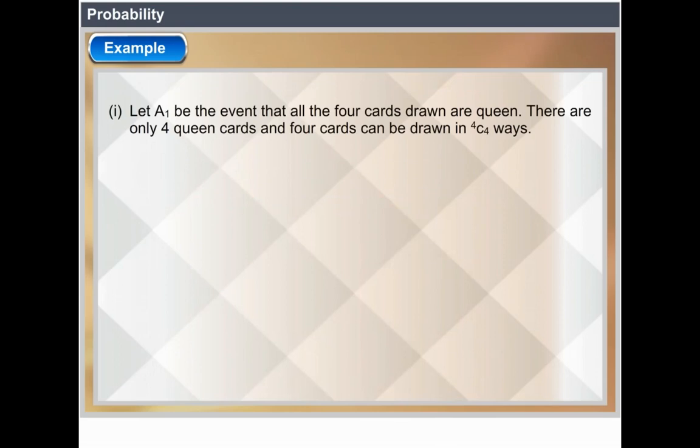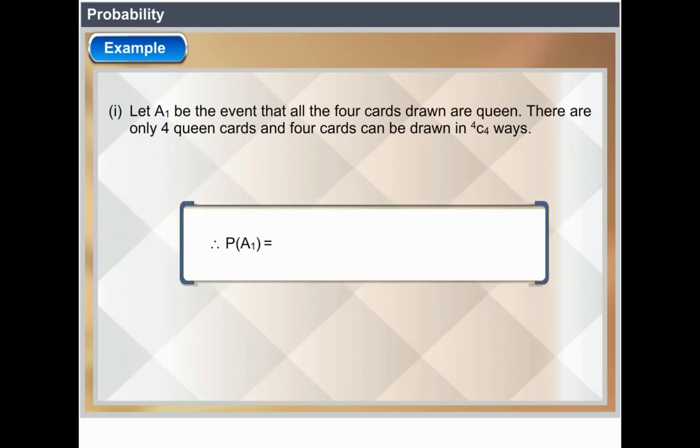Subdivision 1. Let A1 be the event that all the 4 cards drawn are queens. There are only 4 queen cards, and 4 cards can be drawn in 4C4 ways. Therefore, P(A1) = 4C4 divided by 52C4 = 1/2,70,725 = 0.000037.